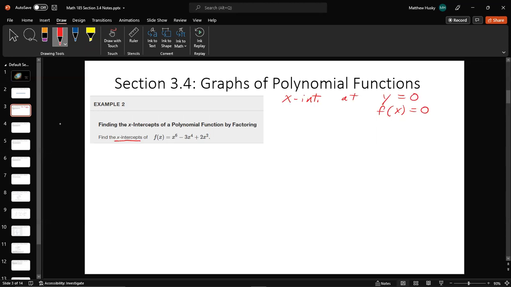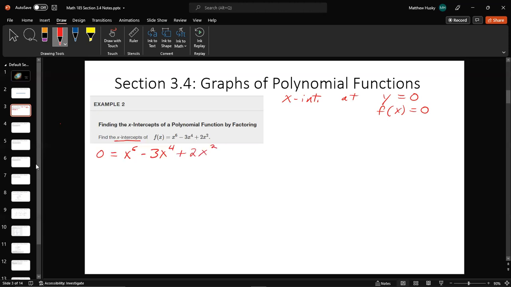So basically what they want us to do is 0 equals x to the sixth minus 3x to the fourth plus 2x squared. Now you can solve this for where it equals 0 by factoring it.